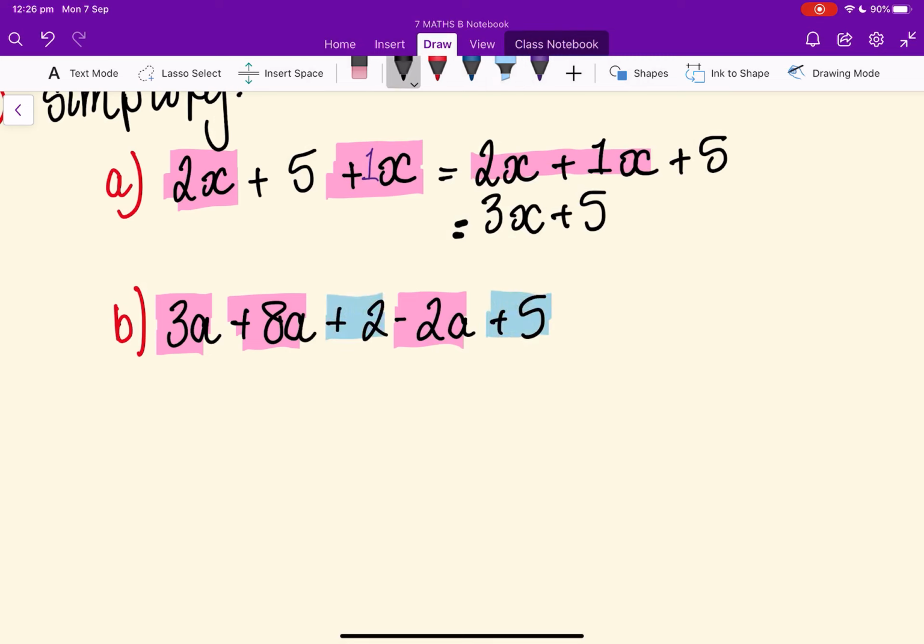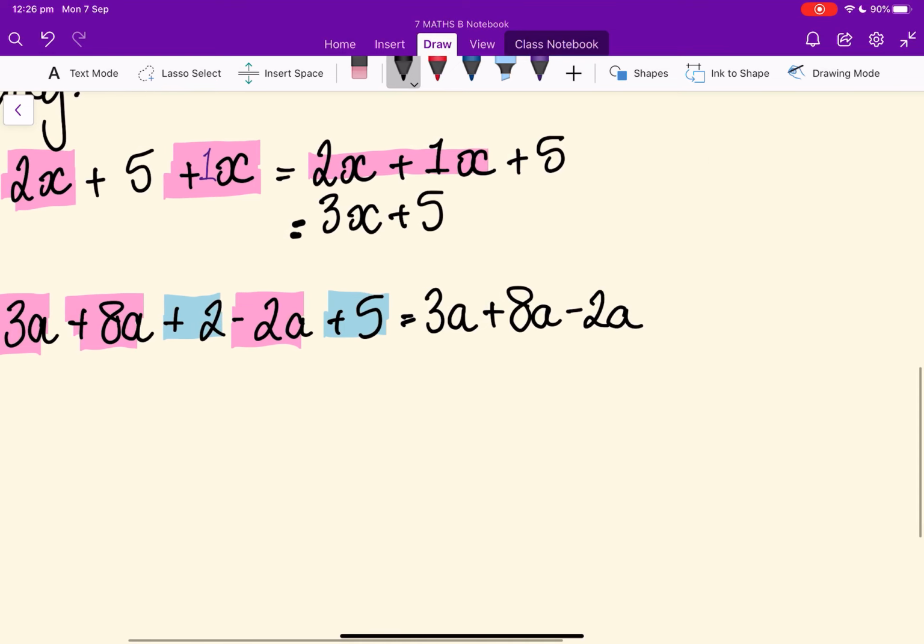I'm going to rewrite my expression so that all my like terms are next to each other. And remember, we take what's in front. So I'm going to write 3a plus 8a, take away 2a, then plus 2 plus 5. Okay.